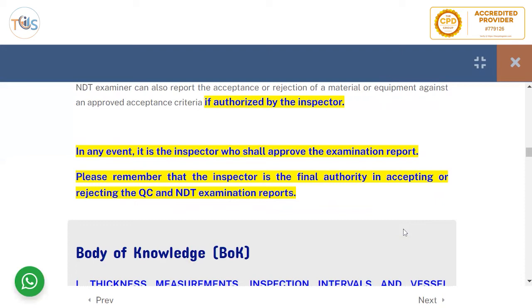So this is very important for you to understand that the NDT examiner can only do the interpretation if authorized by the inspector. In any event, it's the inspector who approves the examination report, and the inspector is the final authority for accepting or rejecting the QC and the NDT examination points.